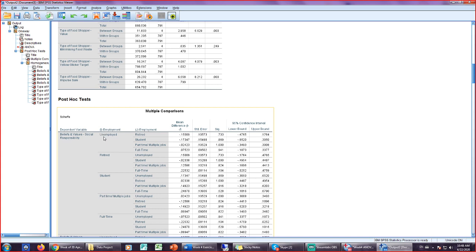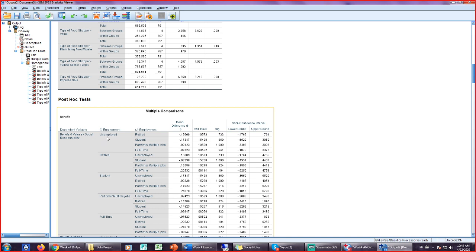So the first group, the unemployed, notice up here that's the I. The I doesn't mean anything, it's just an abbreviation. It's the first one that it's comparing. And then under the J, employment is just the second one that it's comparing. So in our t-tests, we had to run each test individually to see if there were differences. That is functionally what this post hoc is doing.